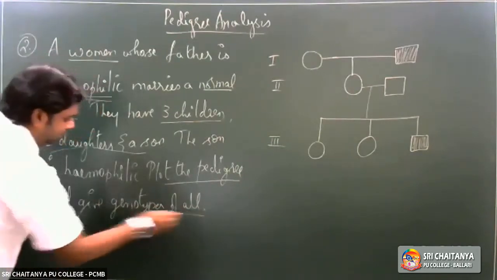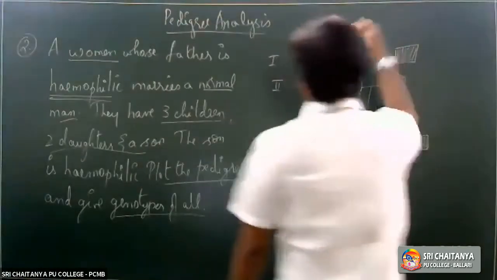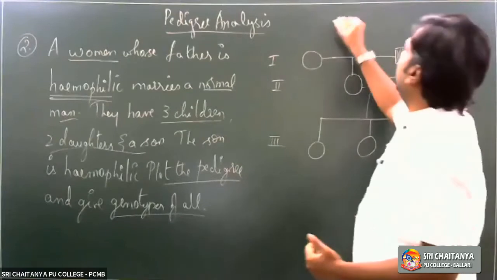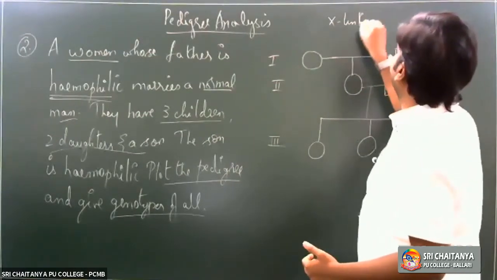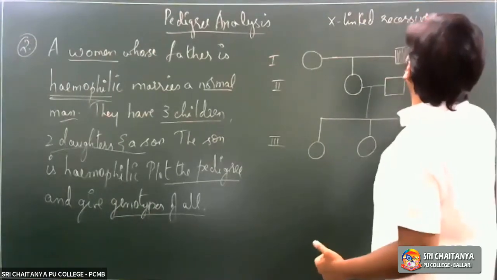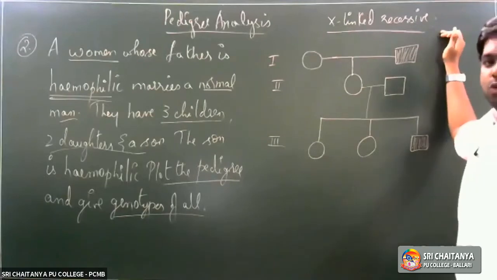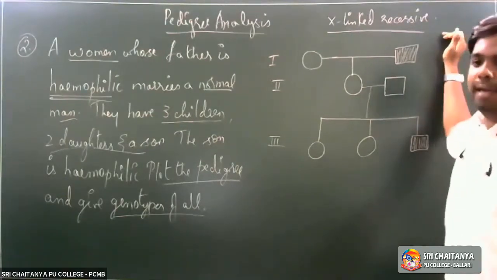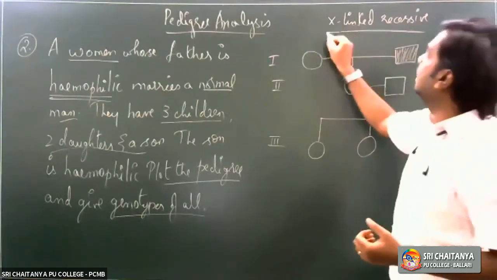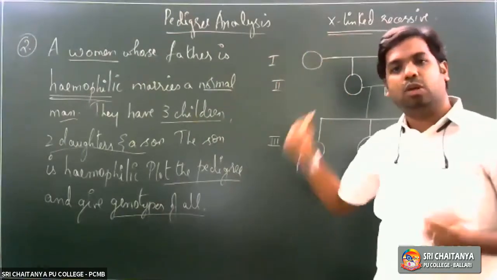They have told us to give the genotypes of all. So how do we give the genotype here? This particular disorder, hemophilia, is said to be an X-linked disorder, and it is a recessive disorder, right? It is an X-linked recessive disorder. Now, what does this mean? I told you all in the previous session. What does this X-linked recessive disorder mean?